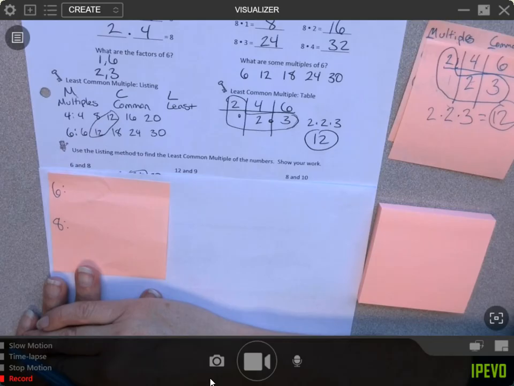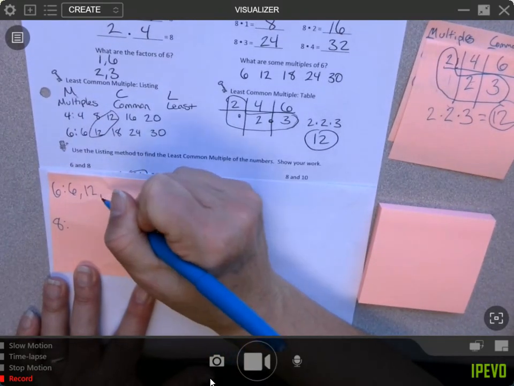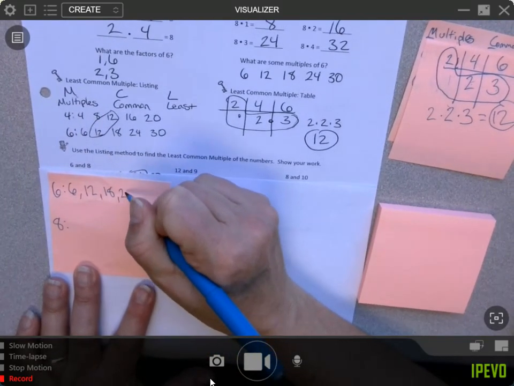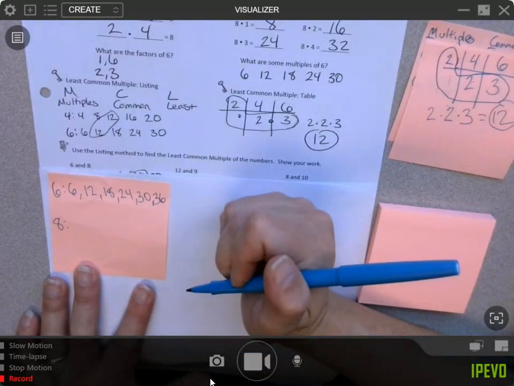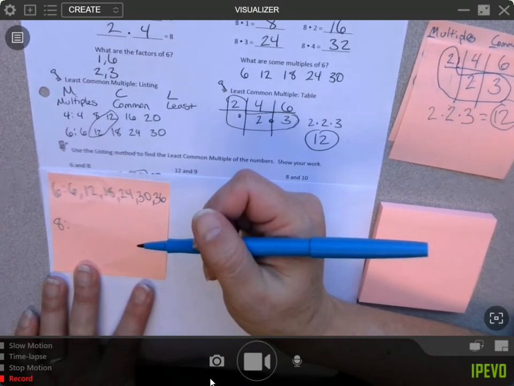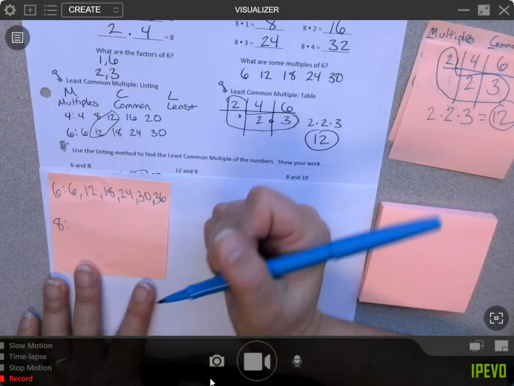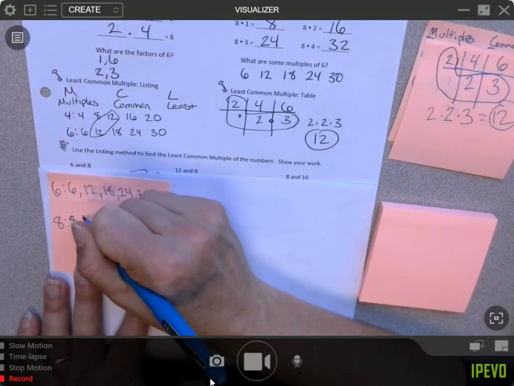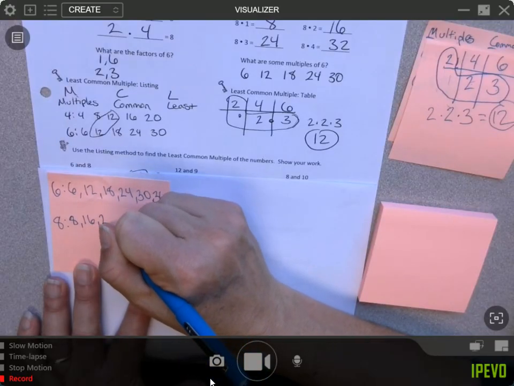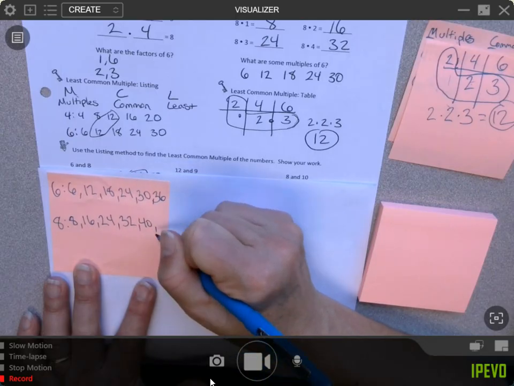Emma? Times by 1. Well, 6 times 1, 6 times 2, 6 times 3, 6 times 4, 6 times 5, 6 times 6. That's what I have room for right now, so I'm going to stop and I'm going to see if I have to go any farther. So now I'm going to do the same thing with my 8s, and I'm going to list out my 8s. 8 times 1, 8 times 2, 8 times 3, 8 times 4, 8 times 5, 8 times 6.